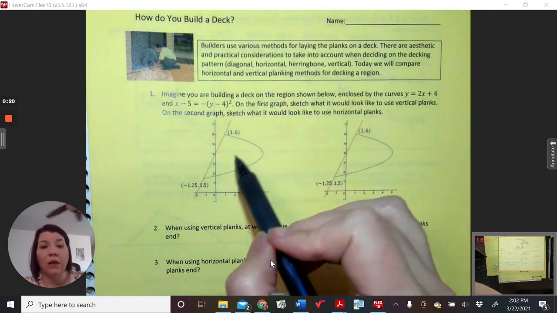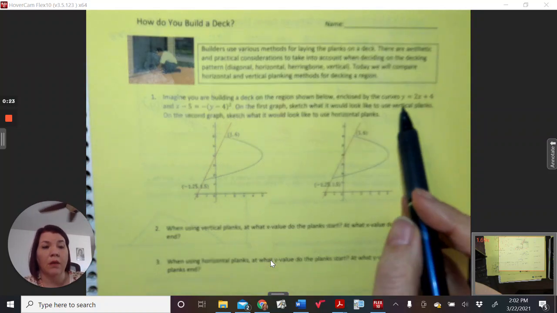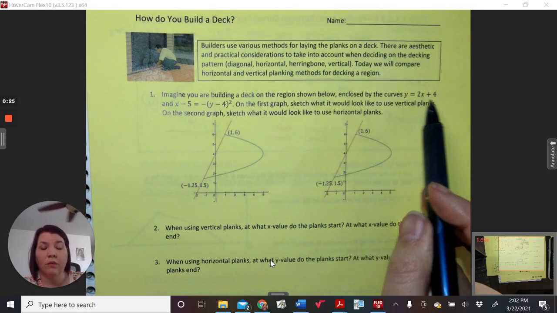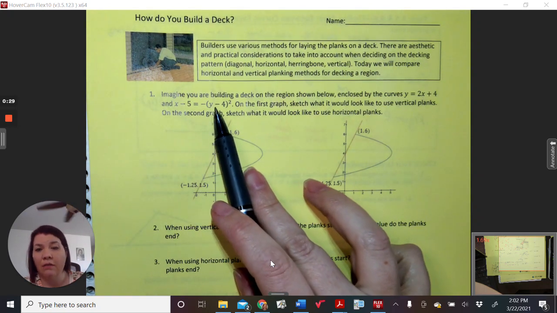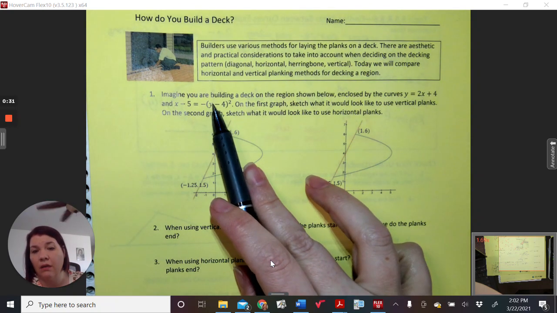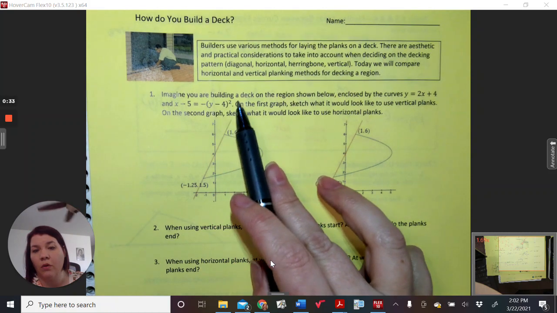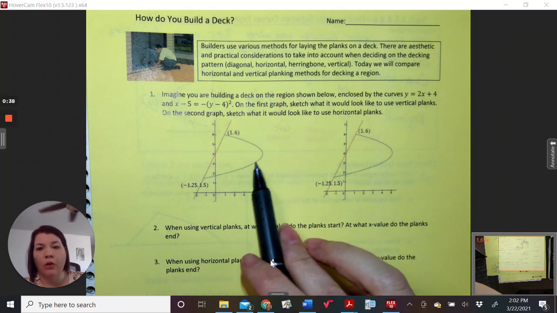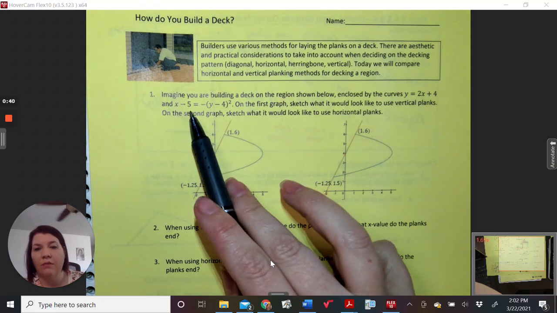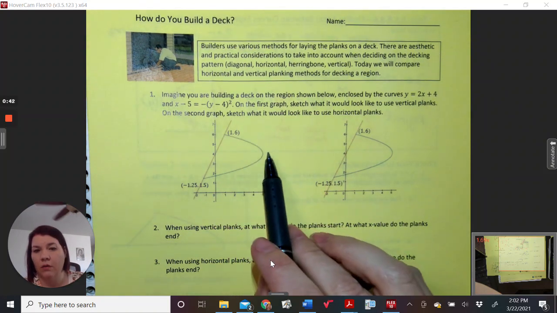Imagine you're building a deck on the region shown below, enclosed by the curves y equals 2x plus 4, that would be the line, and x minus 5 equals negative the quantity y minus 4, quantity squared. Okay, so that's a parabola opening sideways with a vertex of (5, 4).